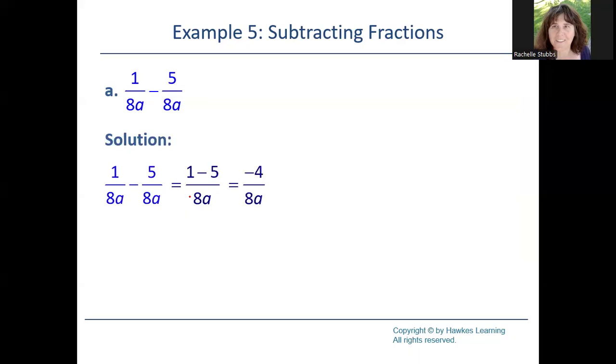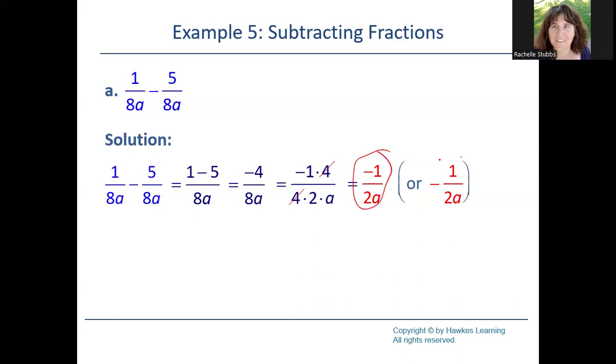Now, if I can reduce, I do. Well, 4 goes into a negative 4 a negative 1 times, and 4 goes into 8 2 times. So I can cancel out those 4s, leaves me that negative 1 over 2, and I get negative 1 over 2a as my final answer. And I can write it like this, remember? Or I can write it like this, and I can even write it as this, but we stay away from that, okay, if we can.